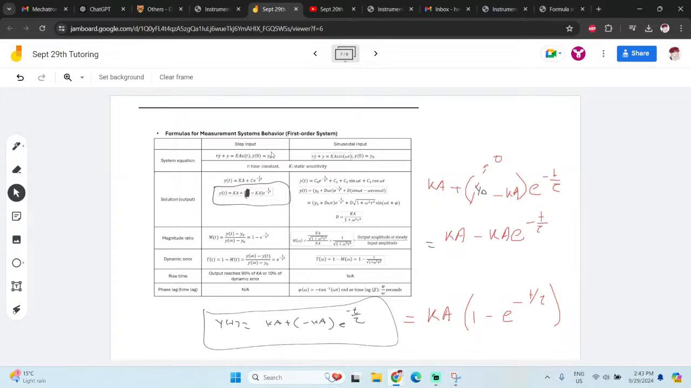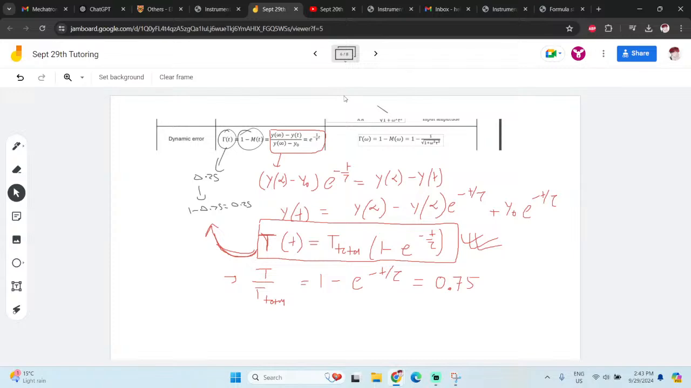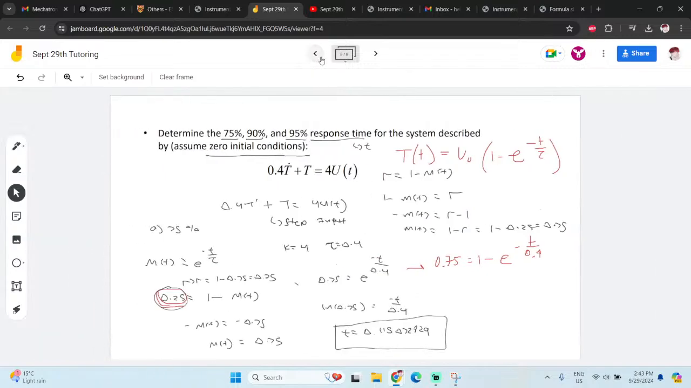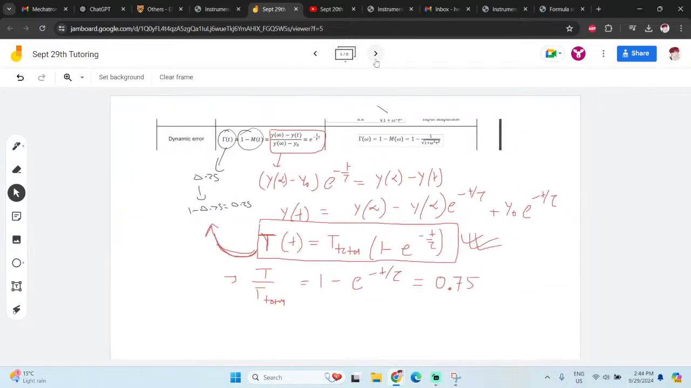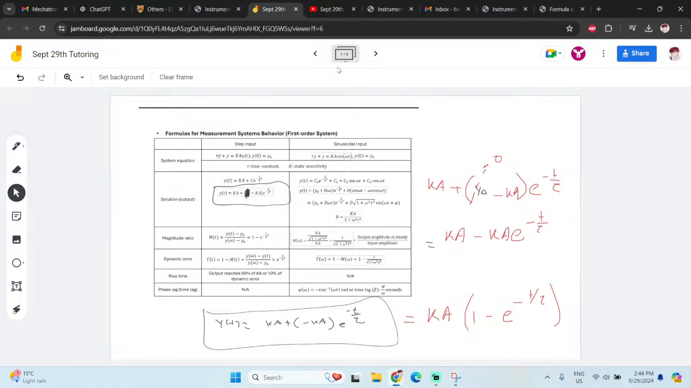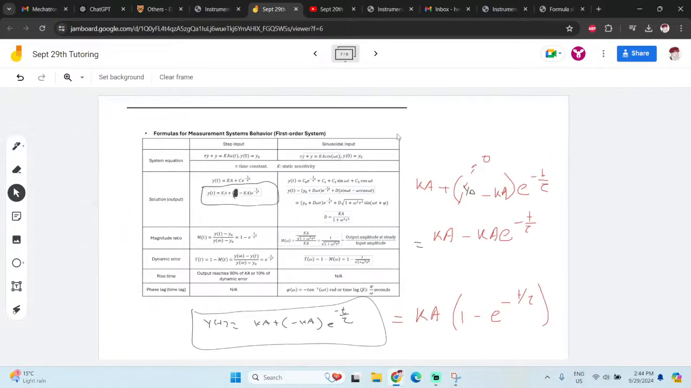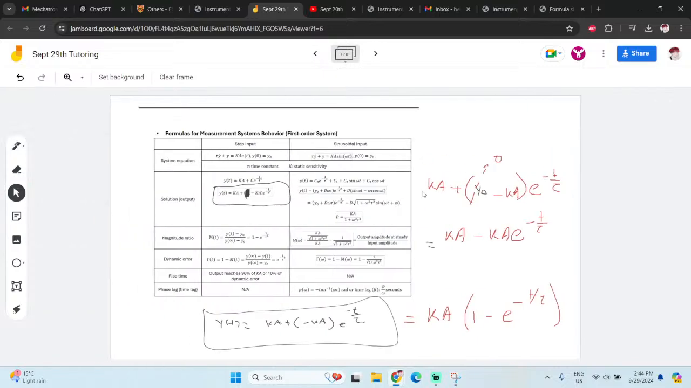Now, if you see the M(t), what is this magnitude ratio? What page are you on? Page 8, or no, 7, I think. Okay, 7. So what is this magnitude ratio? Like, what is the magnitude ratio?